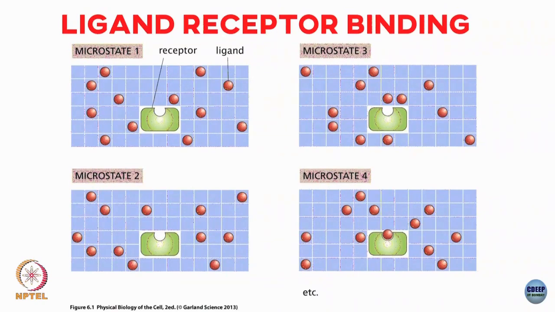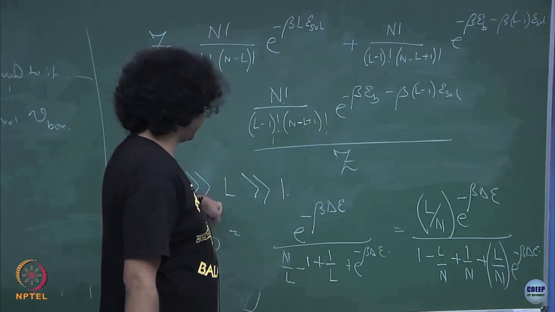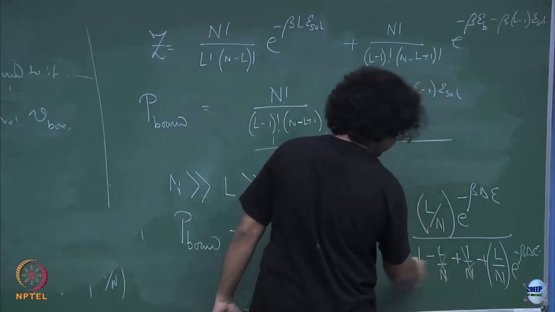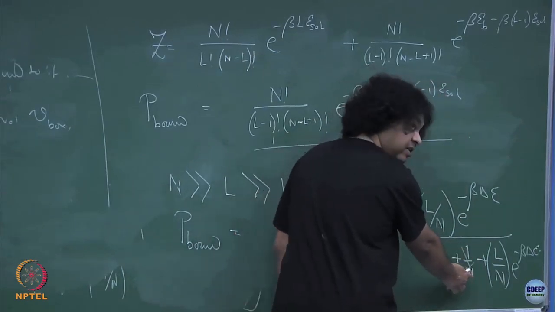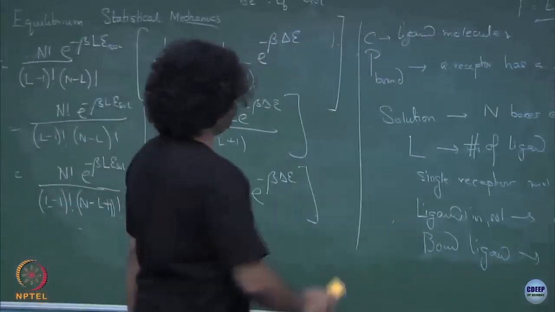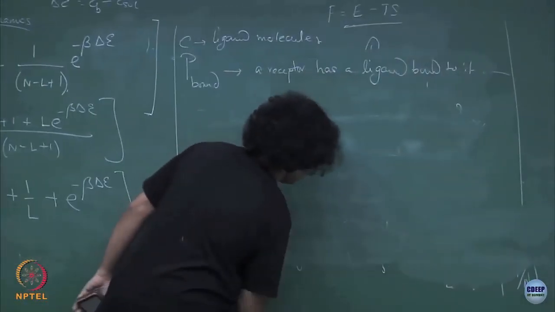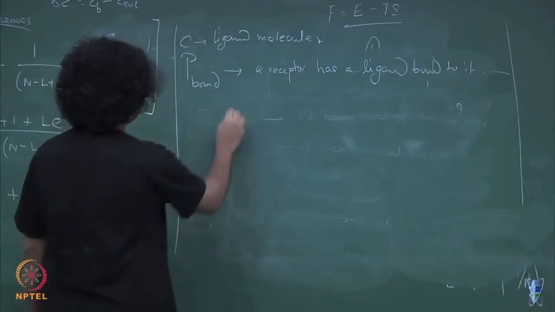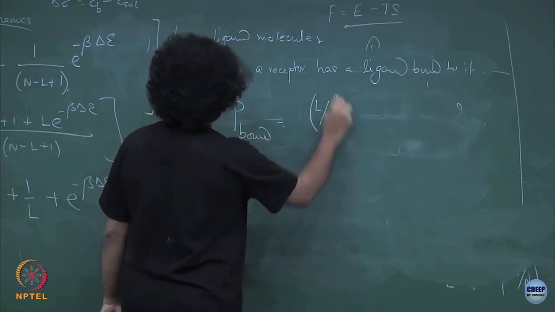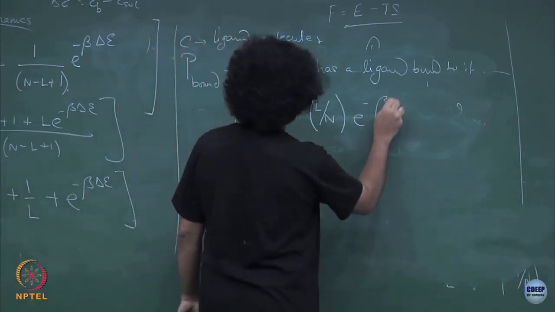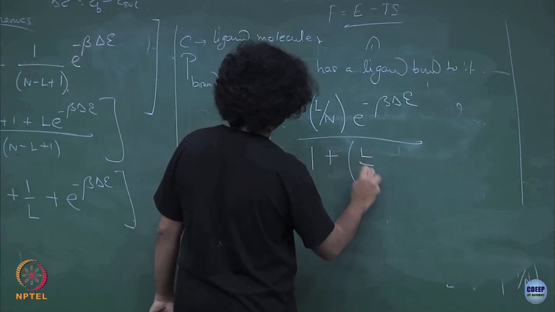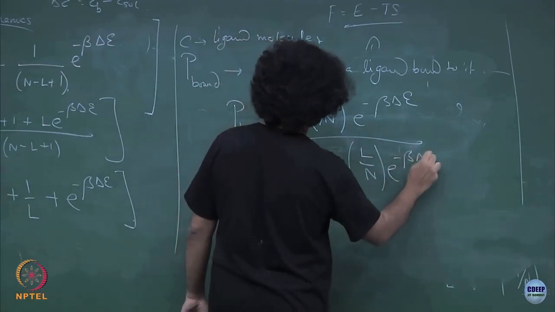Now, because I'm working in this limit that n is much, much greater than L, which is much, much greater than 1, let me neglect these terms in comparison to 1, right. L by n is a small quantity, 1 by n is an even smaller quantity. If I do this, in this limit, my p bound is a much simpler expression, the probability that I will have a ligand bound to the receptor, which is L by n e to the power of minus beta delta E, divided by 1 plus L by n e to the power of minus beta delta E.